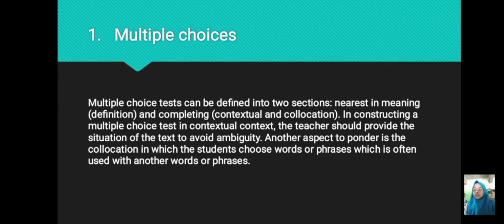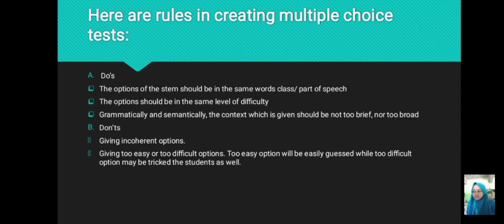Okay, number one, multiple choice. Multiple choice tests can be divided into two sections: meaning or definition, and completing or contextual and collocation. In constructing a multiple choice test in contextual form, the teacher should provide the situation of the text to avoid ambiguity. Another aspect to ponder is the collocation, in which the student chooses words or phrases which are often used with another word or phrase.